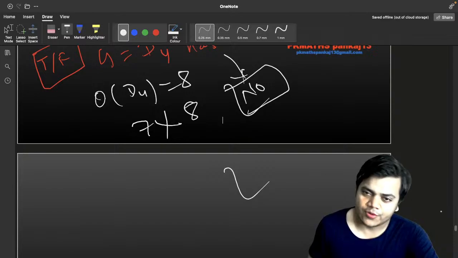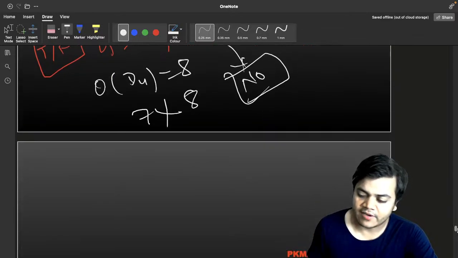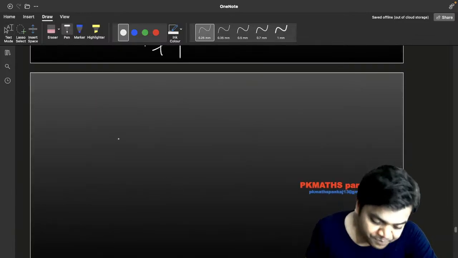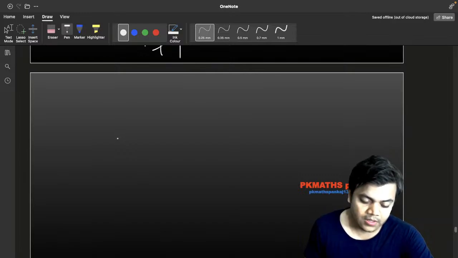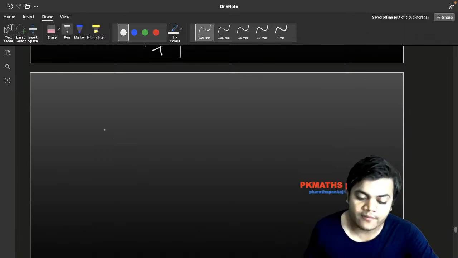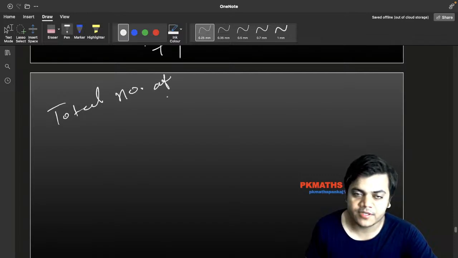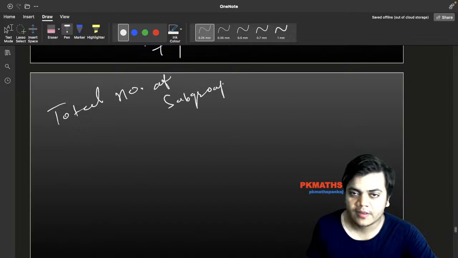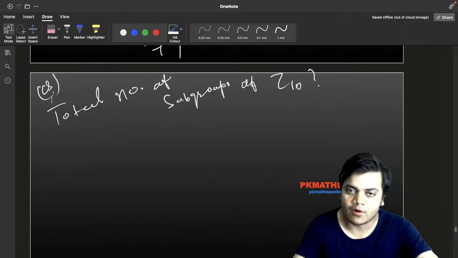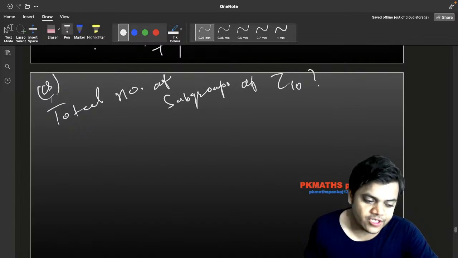I am going to give you another true/false question, and thereafter I will give you some beautiful questions of CSIR NET. I would also like to ask: what is the total number of subgroups of Z10? First of all, you should calculate manually, and thereafter we will give you the formula, the tau function, which gives the total number of subgroups.